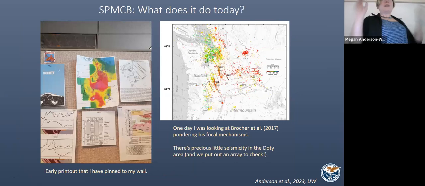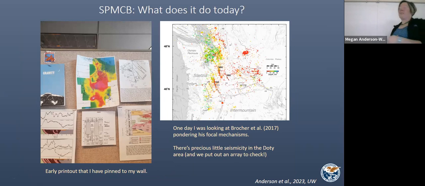Okay, cool. But what does it do today? What does this thing do today? So as we were analyzing our data on this project, I had printed out a picture of the early map that I pinned to my wall to just look at it occasionally when I was zoning out and think about what it is and what it means.